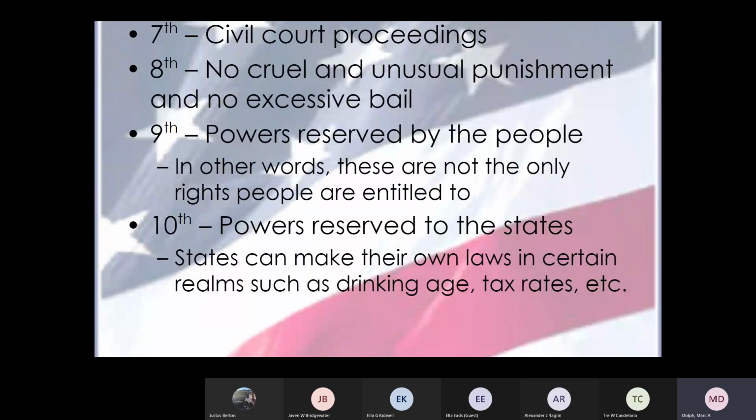No excessive bail. Remember, bail is that thing that keeps you from running away, keeps you going to trial. It's kind of like collateral.